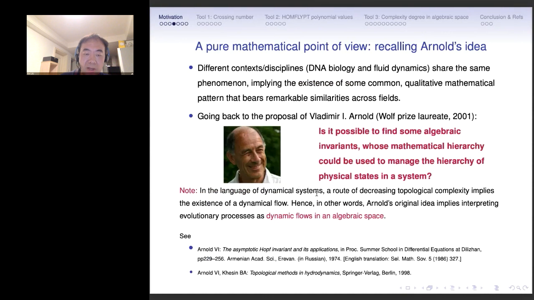So in the language of dynamic systems, a rule-seeking topological complexity implies the existence of dynamic flow. So that is Arnold's original idea. In this work, we want to turn Arnold's design into a truth, into a fact. That is our dream.